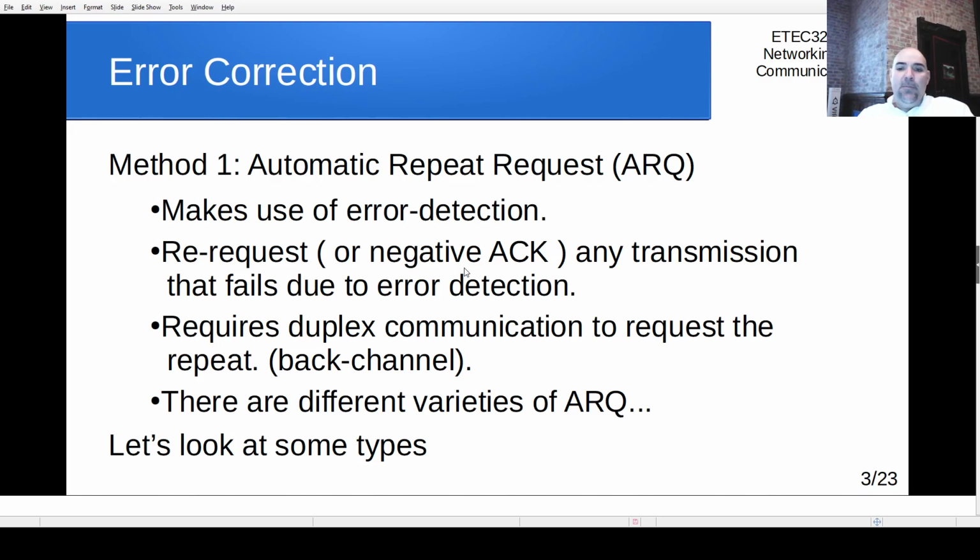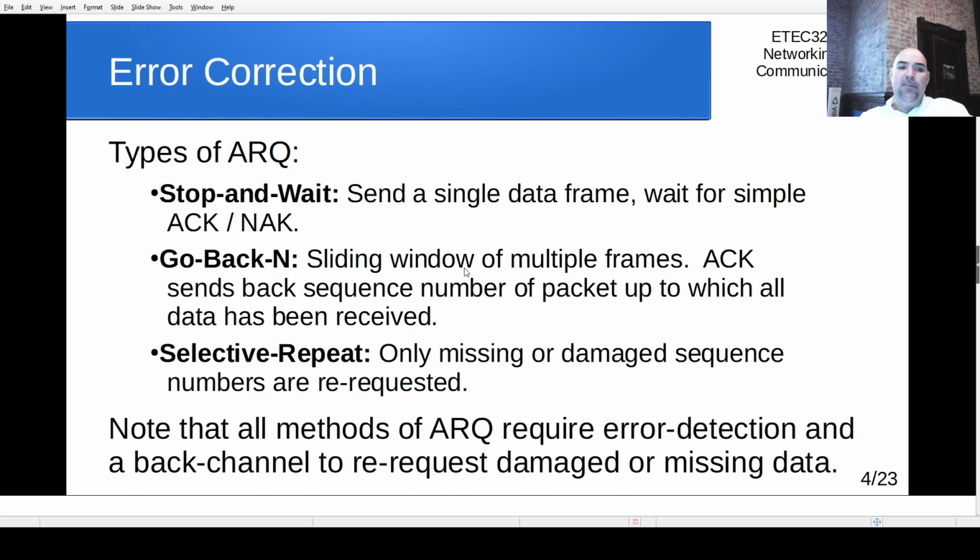The only thing about that is that it requires the ability to ask back to the sender to say, hey, repeat that. There has to be a back channel or duplex communication between the sender and the receiver in order to say, repeat that. Otherwise, you can't have an ARQ type error correction method. There are a few different types of ARQ, so let's look at a couple of those quickly. The first type is stop and wait. In other words, the sender sends one single frame of data. That single frame of data, when it's received, gets analyzed for error.